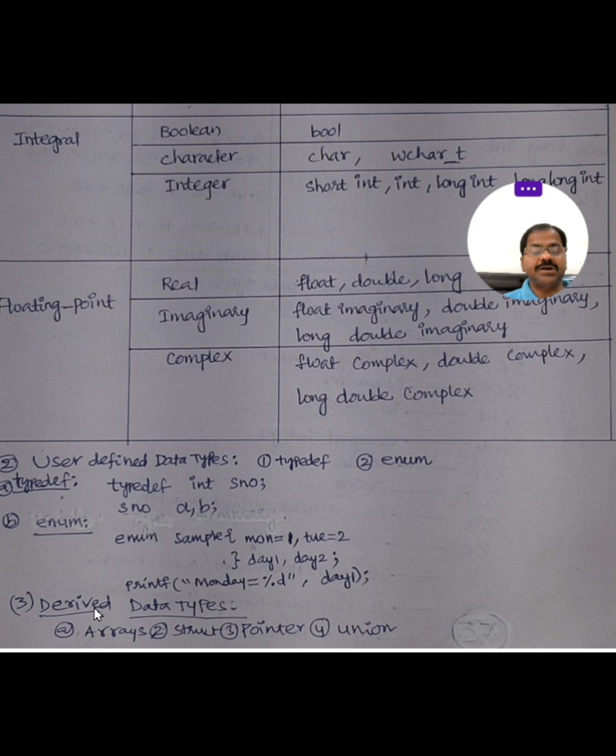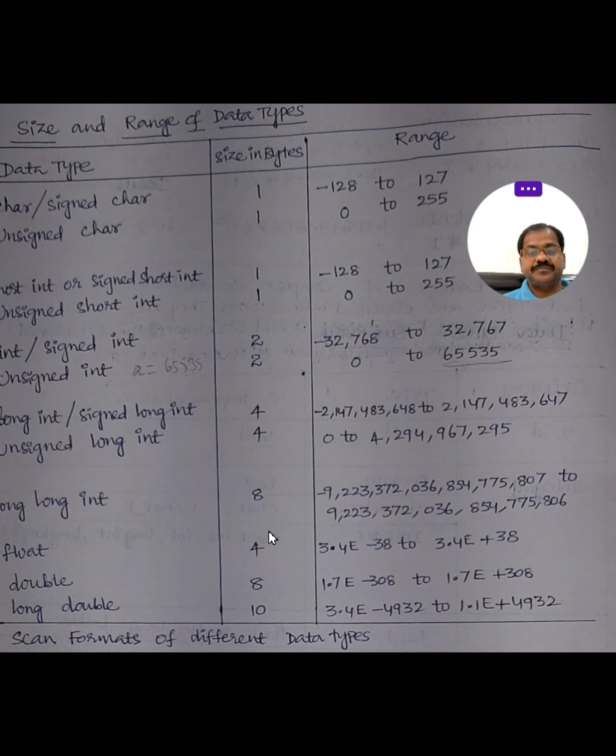Next, one more, derived data types. First one basic data types. Second one user defined data types. Third one derived data types. Arrays, structure, pointer, union. Here struct is the keyword. Okay. All these second and third data types will be discussed in our further classes.